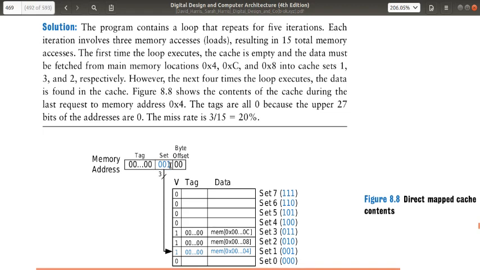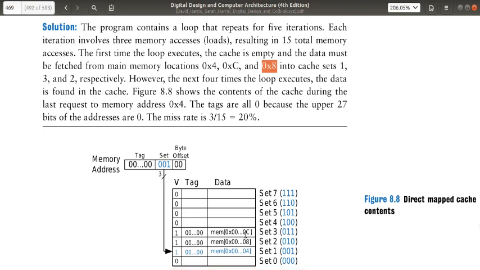So the set bits for 4 are 001, and it will be stored in set 1, right? And for 0x8, using similar logic, what will it be? It will be 01000, 1 followed by 3 zeros. So it will be stored in set 2, right? And for C, it will be 01100. So it will be stored in set 3, that is 011.